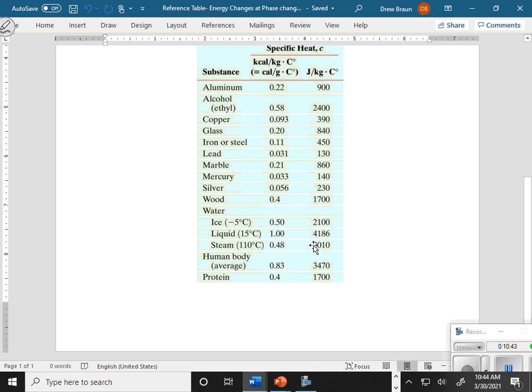So right here are the three main ones. Here's the specific heat of a solid, which is ice. Specific heat of a liquid, which is water. Steam has a specific heat of 2.010 joules per gram degrees Celsius.